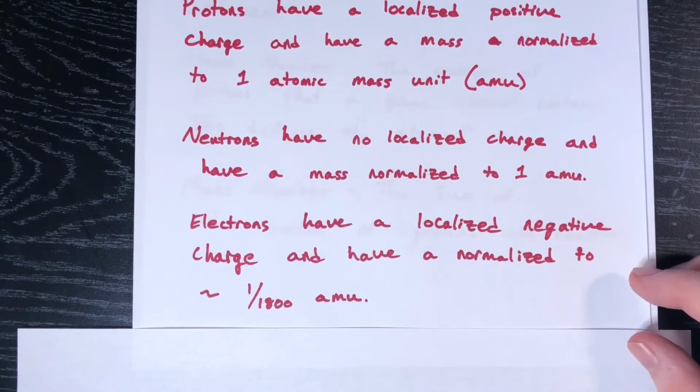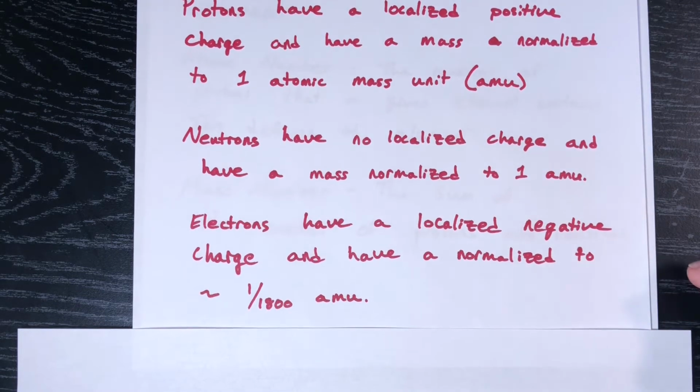And lastly, they have an atomic mass of 1/1800th of an AMU. So what that means is you need 1,800 electrons to be the same mass as a proton or a neutron. Essentially, their mass becomes negligible if you're thinking practically here, because we're never going to have 1,800 electrons per 1 proton. So most of the time, the mass of the electron is ignored in most chemical contexts.